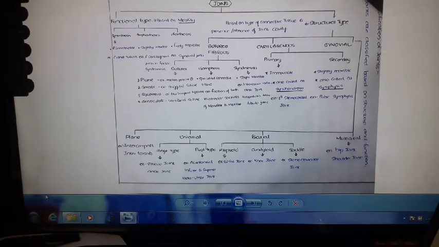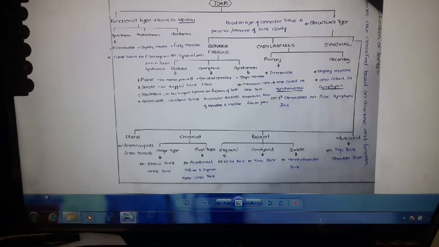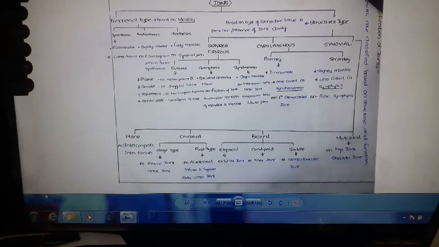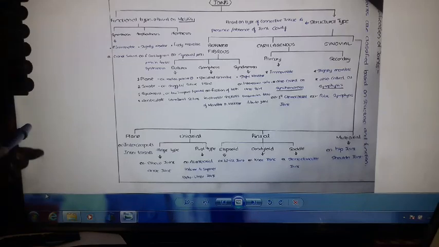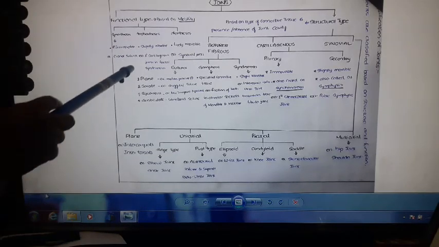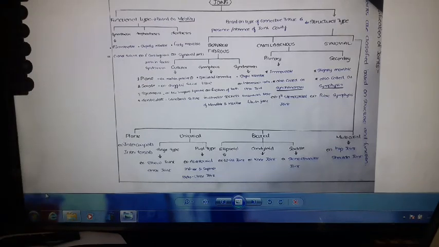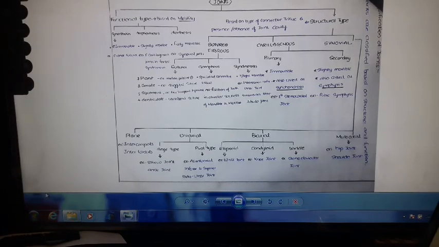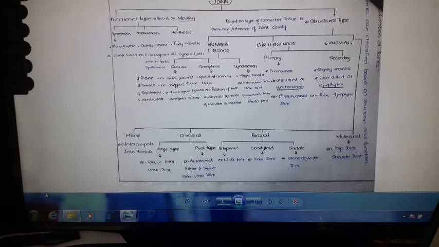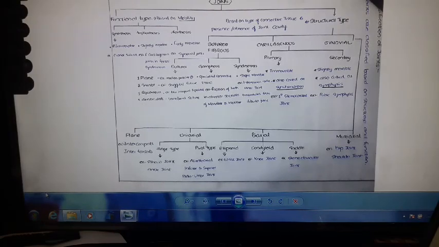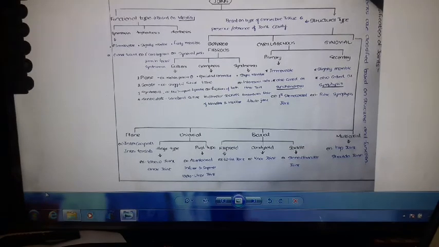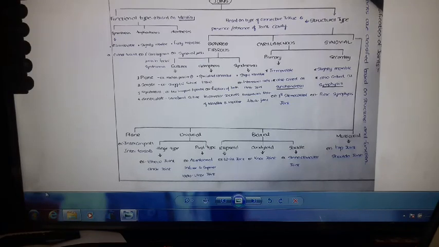Then come to the amphiarthrosis. Amphiarthrosis means there is a little bit of movement present in the joint. These are present in the inferior end of the tibia and fibula, and in the radioulnar joint.